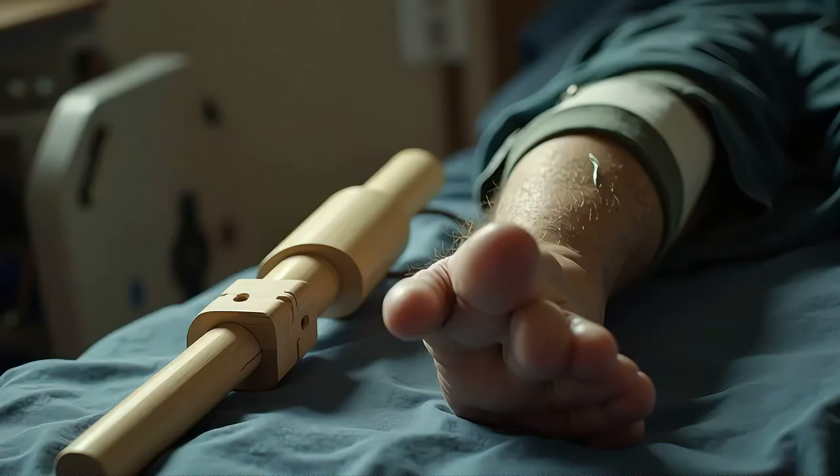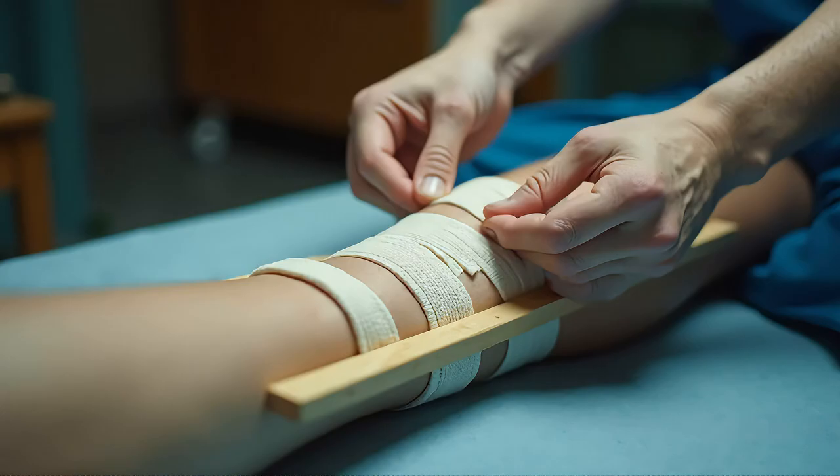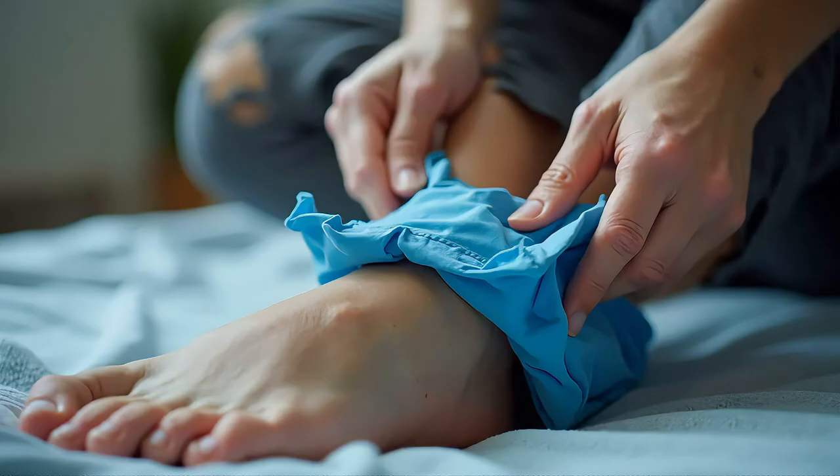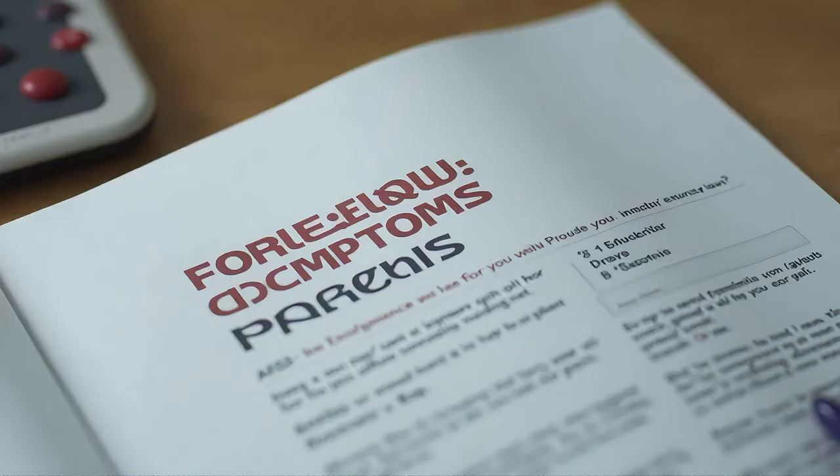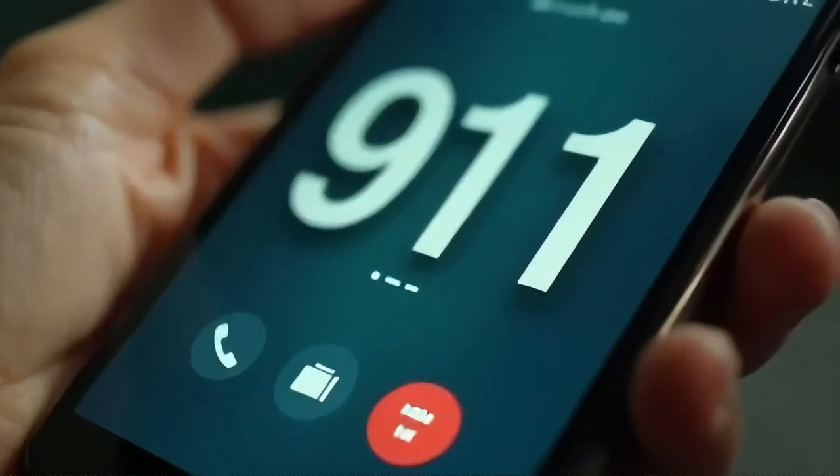By following these steps, you can provide effective and safe first aid until professional medical assistance arrives. Remember, quick and accurate first aid can make a significant difference in reducing harm and improving recovery chances.